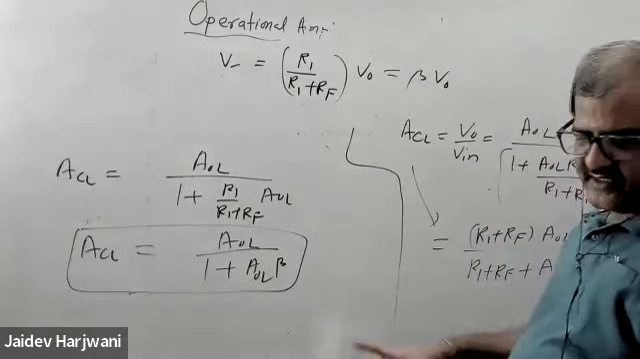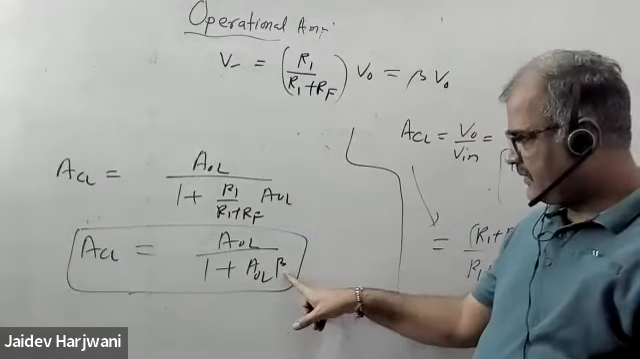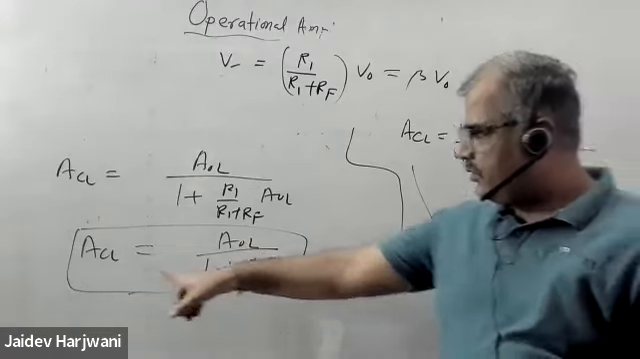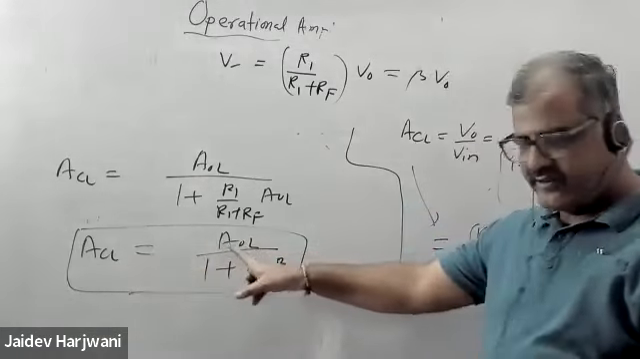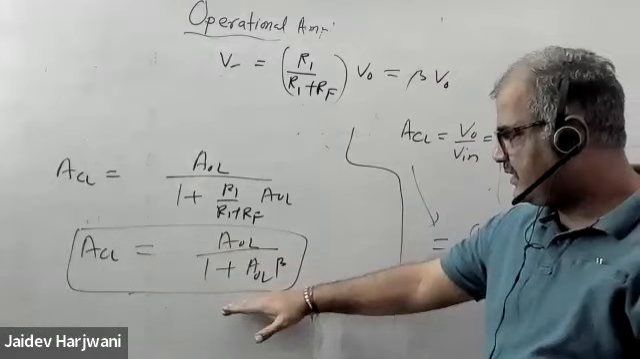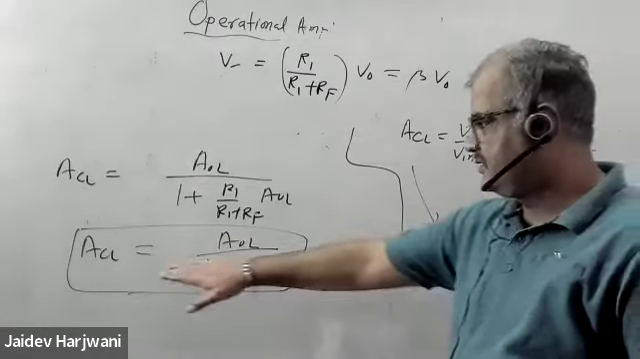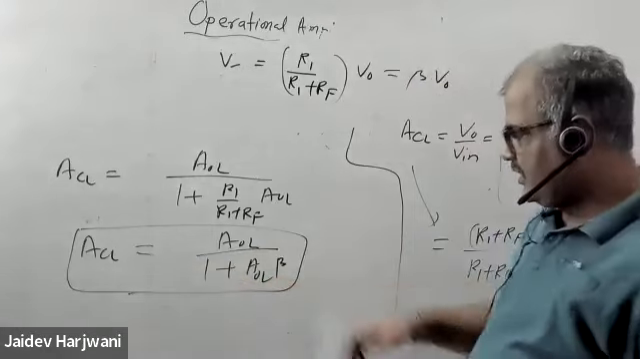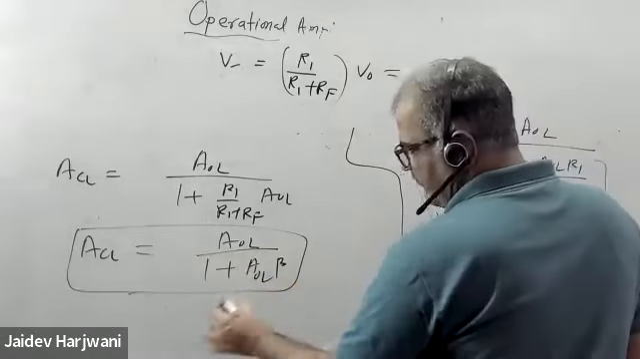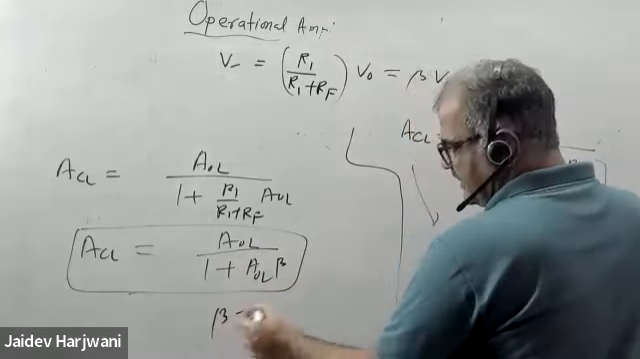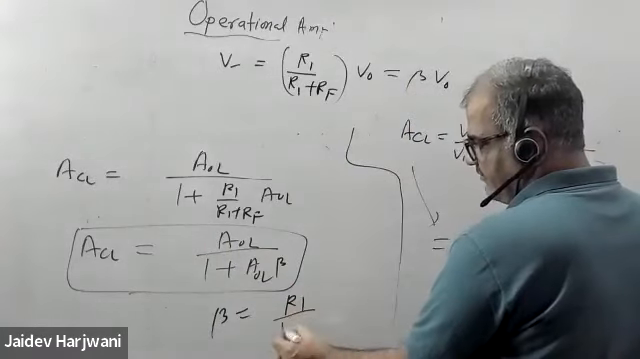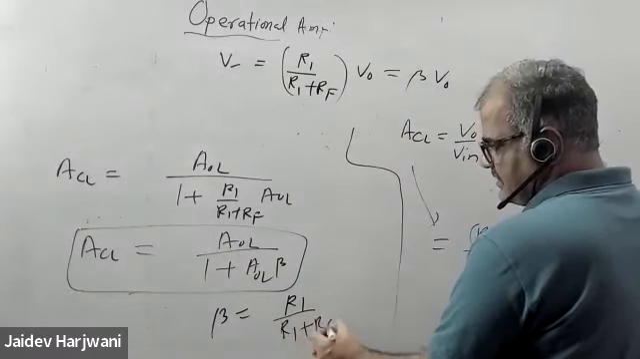So whenever there is negative feedback, your closed loop gain is always less than your open loop gain, and it is given by this formula depending on how much feedback there is. So this is the formula. While applying this formula, you should always remember beta is your feedback, that is R1 upon R1 plus RF.